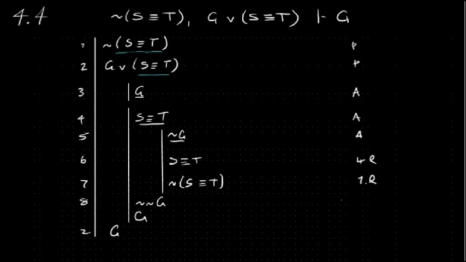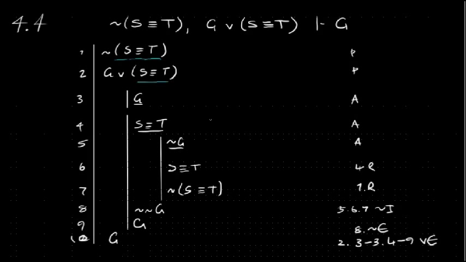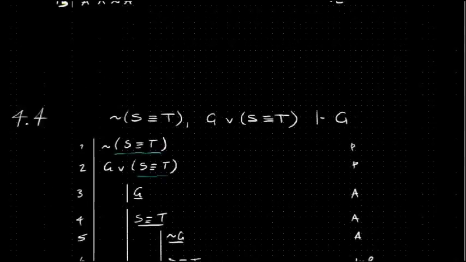That, of course, gives us not G, so 5, 6, 7, negation introduction, and so then on line 9 we can write G from a negation elimination, and on line 10 we just get G because we've shown that G leads to G and S if and only if T leads to G. So that's disjunction elimination, from 2, 3 to 3 and 4 to 9. Okay, so quite a simple proof really. Once we put the structure in, they're all quite easy.